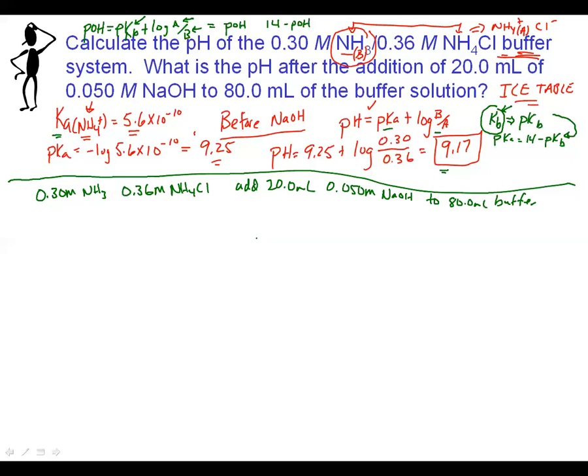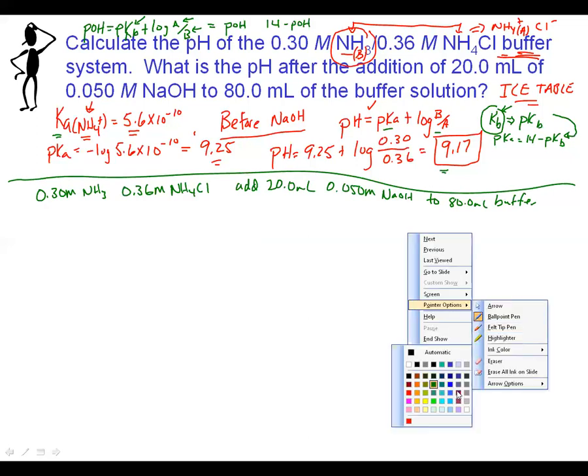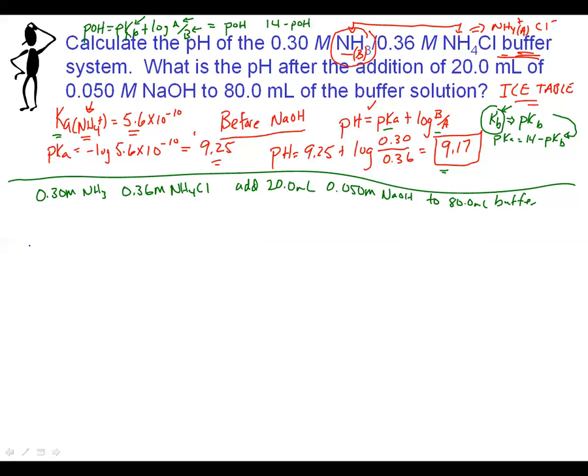So in addition, we're also adding volume, which means when we do that ice table, we have to do it in moles, not molarity. So again, those are two important things to remember. Also, just as important is we want to make sure that we do get the correct equation going down. So let's take a look.